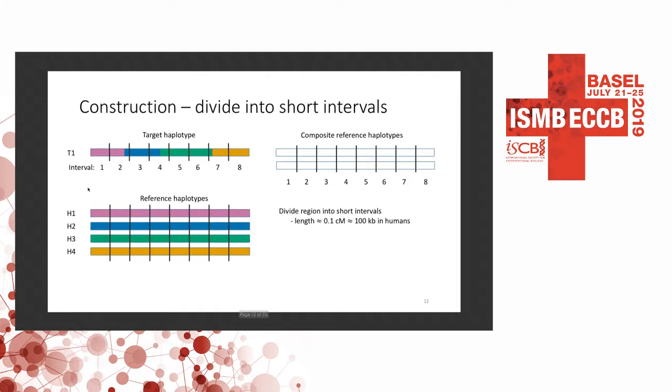The first thing we do is divide it up into small intervals. By default, 1/10 of a centimorgan, which in humans is approximately 100 kb. And then we're going to march along that chromosome, or this region, and construct the composite reference haplotypes as we go.